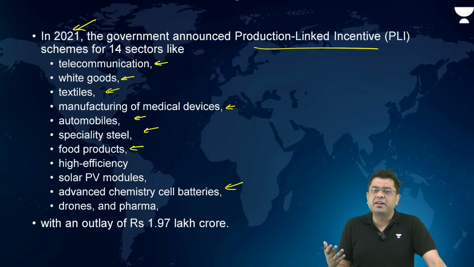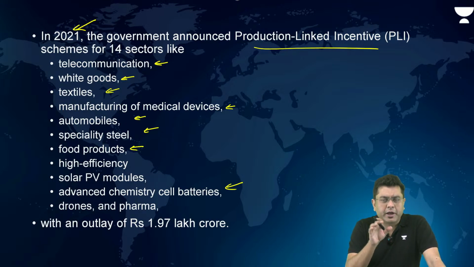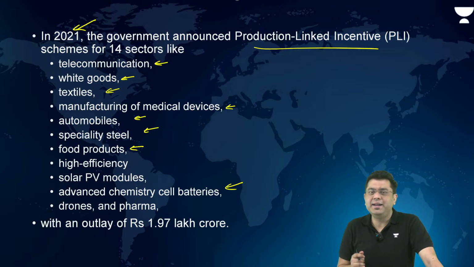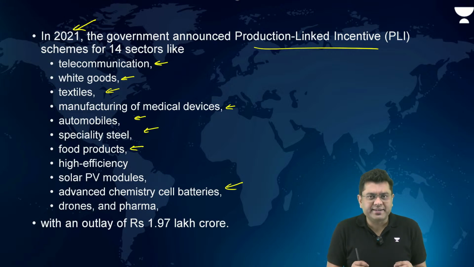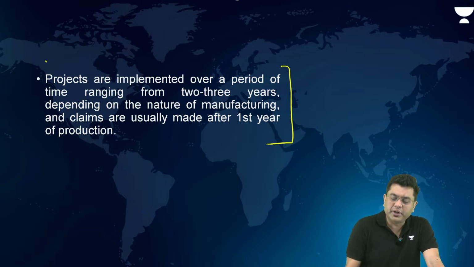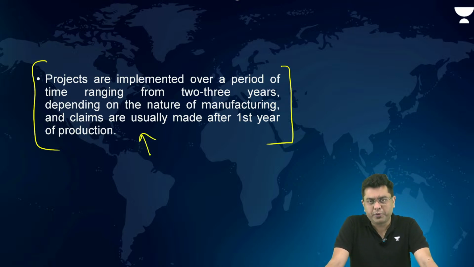Now, many of these production processes are carried out over a duration of roughly around 2 to 3 years, where the incentive claim is made after the first year of production as well. And that is what the government has argued is responsible for a slight lag in data. Having said that, what is important for your examination? What is that PLI scheme? Which are the sectors which are covered under the PLI scheme? Okay. Now, projects are implemented over a period of time ranging from 2 to 3 years, depending upon the nature of manufacturing, and claims are usually made after the first year of production.